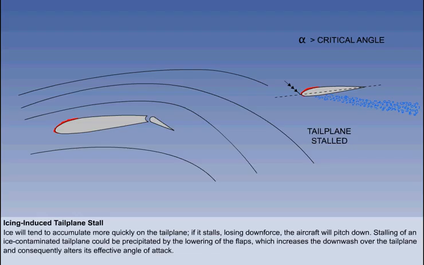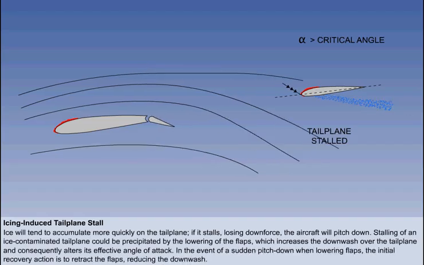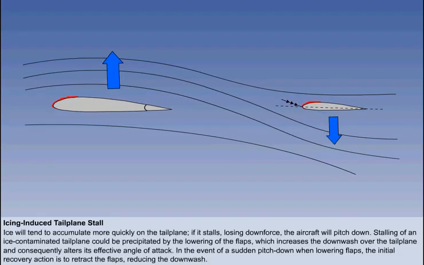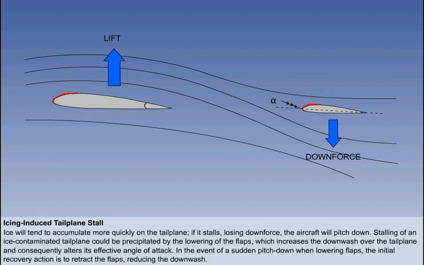It should be borne in mind that the tailplane will usually be producing downforce, which is lost if the tailplane stalls. In the event of a sudden pitch down when lowering flaps, the initial recovery action is to retract the flaps, reducing the downwash.